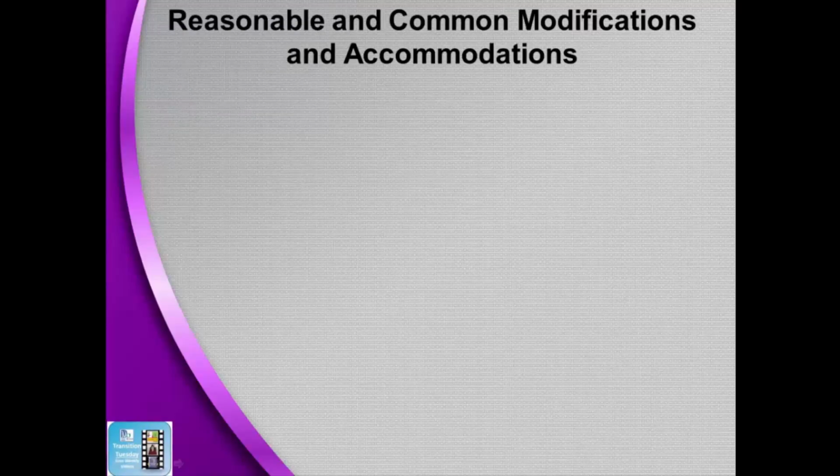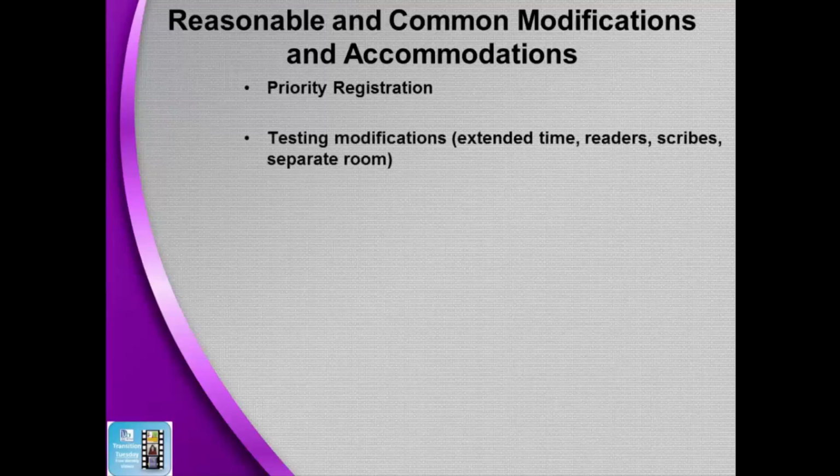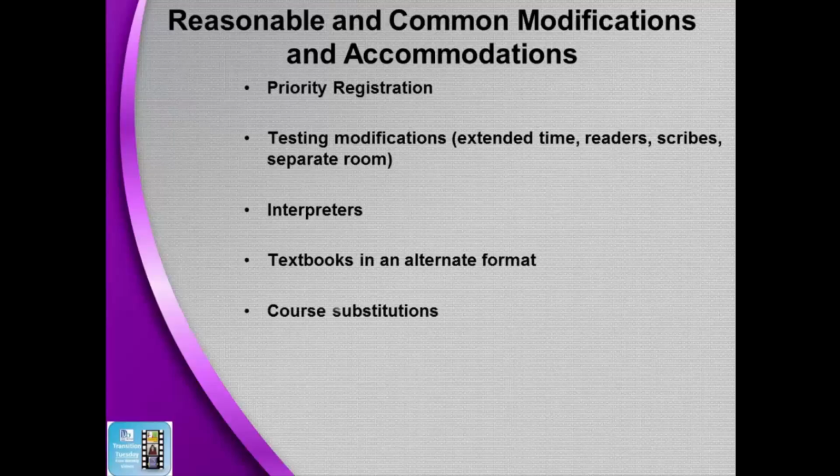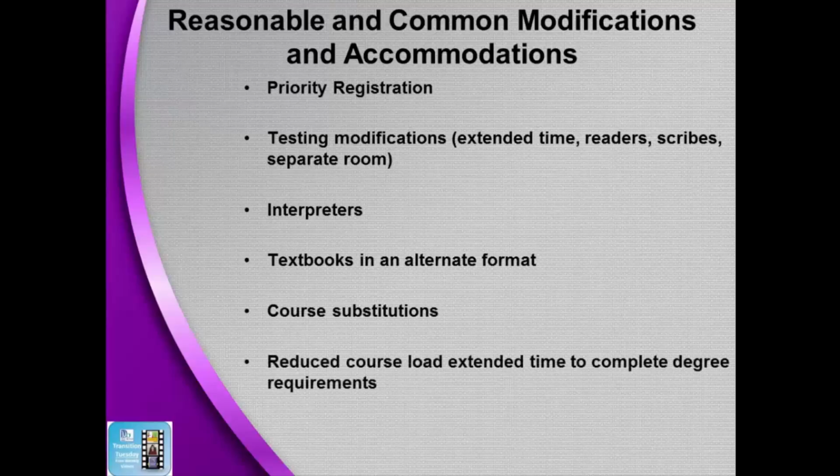Under ADA and Section 504, some reasonable and common modifications and accommodations for students with disabilities in higher education institutions include priority registration, testing modifications, such as extended time, readers, scribes, testing in a separate room, interpreters, textbooks provided in an alternate format, course substitutions, reduced course load and extended time to complete degree requirements, and housing accommodations.